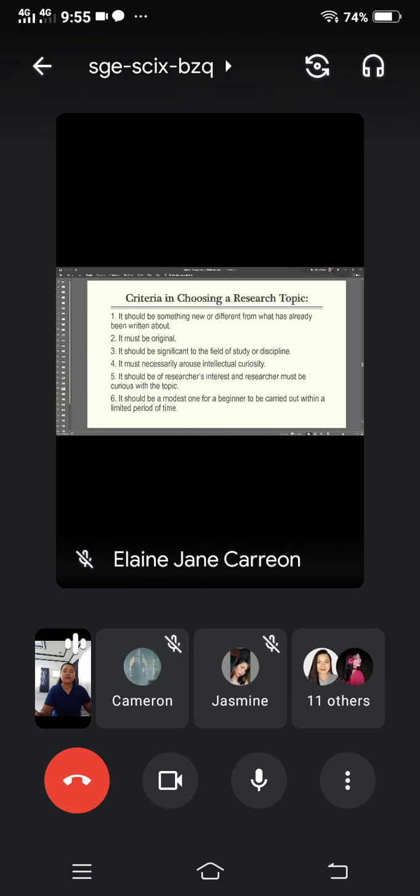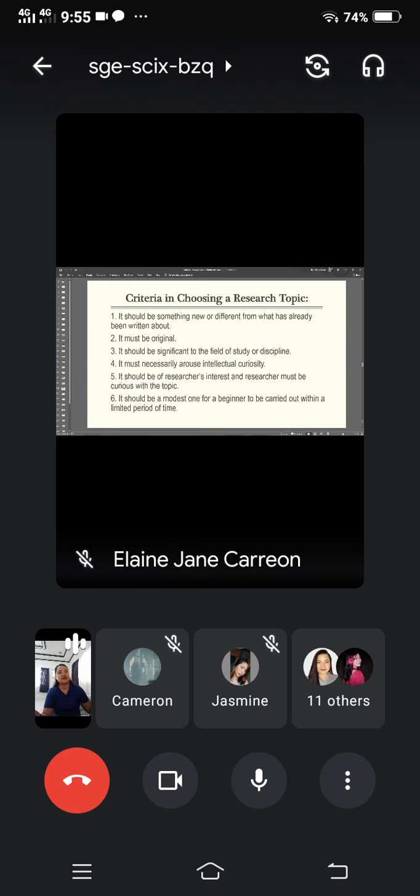Criteria in choosing a research topic. So it should be something new or different from what has already been written about. So there are a lot of issues nowadays kasi everything that's happening nowadays is very new to us. So marami kayong pwedeng magawang research. It must be original, of course. Paano nyo masasabing sa inyo yon kung hindi galing sa inyo?